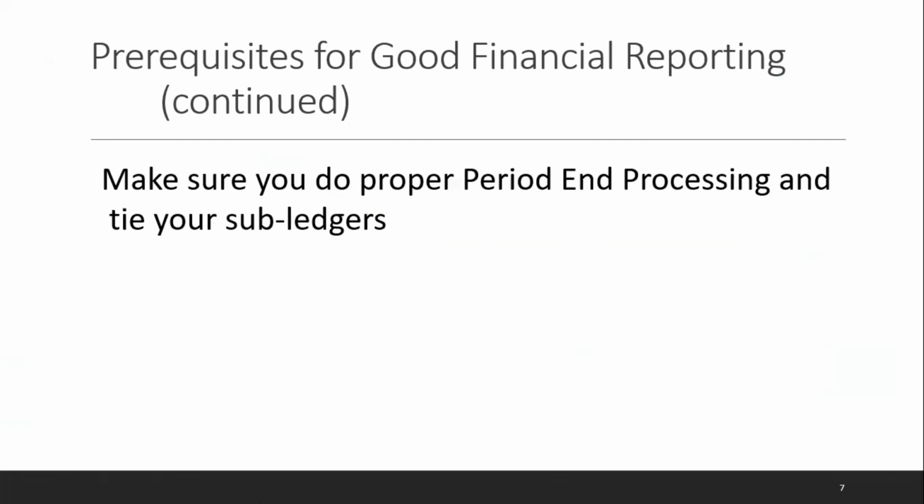Make sure you do proper period end, although I know that, according to Sage, they're going to do away with period end processing. But for now, until that happens, make sure you do proper period end processing and you tie out your subledgers. I don't know how to emphasize this more than I can. And I know Kara's going to emphasize it a lot. If your AP trial balance does not tie out to your AP GL account, something's wrong.